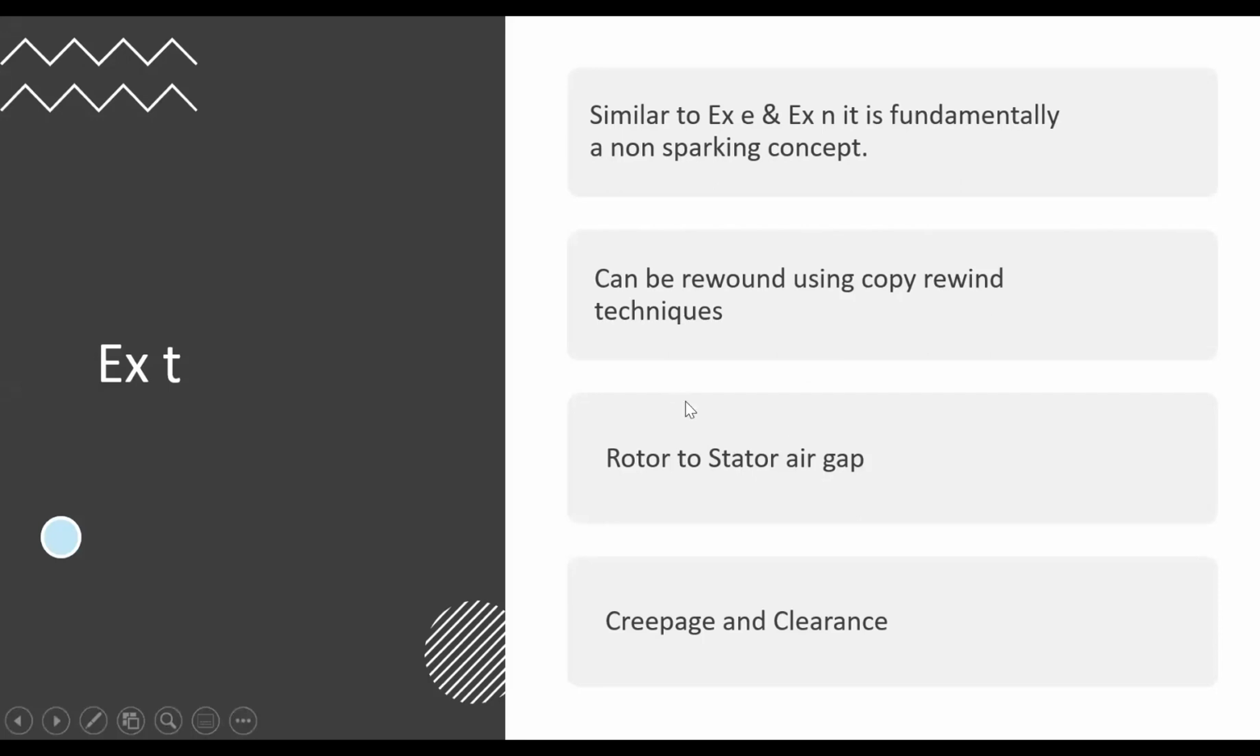The rotor air gap again needs to be sorted out and needs to be checked and looked at. And again, creepage and clearance, because again, fundamentally, it's a non-sparking piece of equipment.